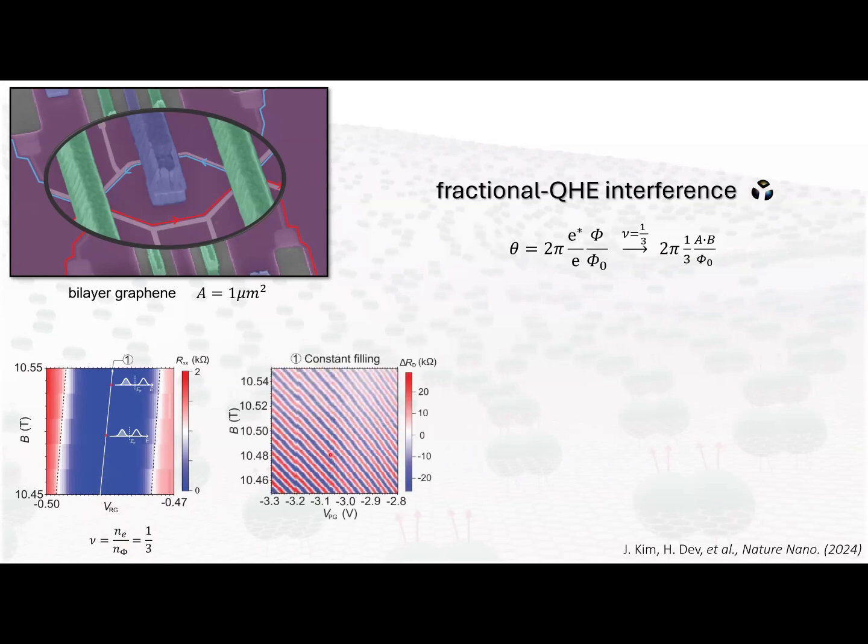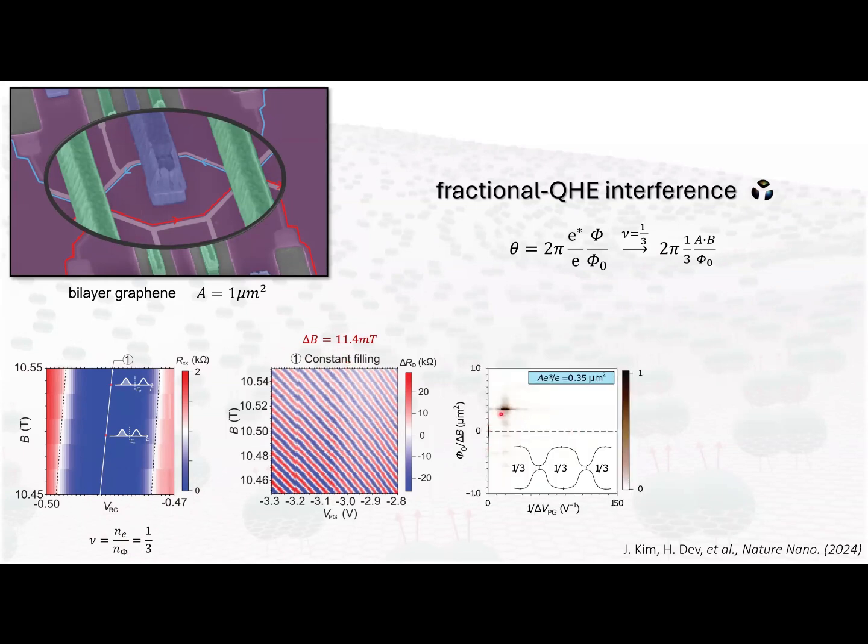And if you do that, you see this Aharonov-Bohm oscillation for constant filling. Okay, this is this line here. And indeed, you measure 11.4, which is not exactly 12 millitesla. Close, but it's an experiment. And if you do the 2D FFT, you indeed see that you get 0.35, which is 1/3 of the area, of the affected area, which basically means you see a charge of 1/3, okay?